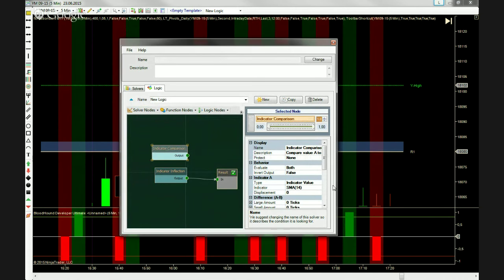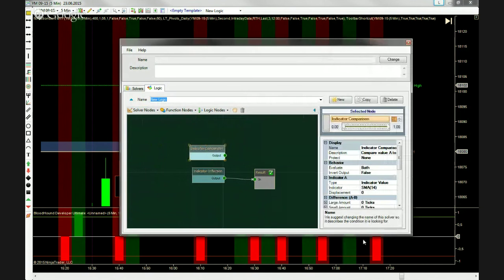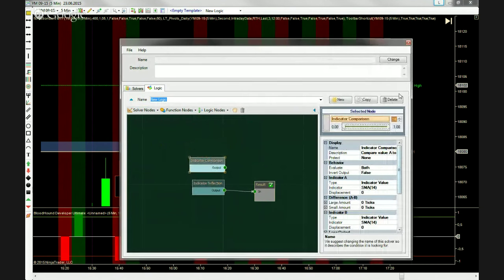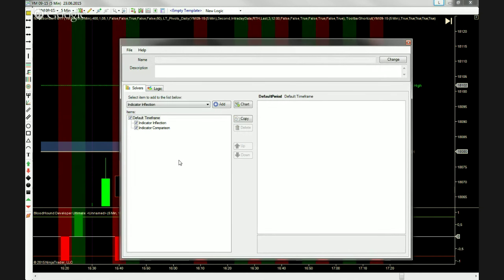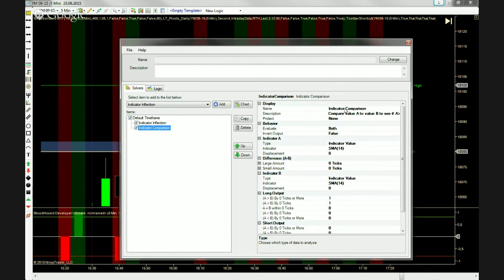So we would then... that's actually not so good practice what I'm doing here. Let's go into the proper solver here, and we will name this here close comparison to % of bar.